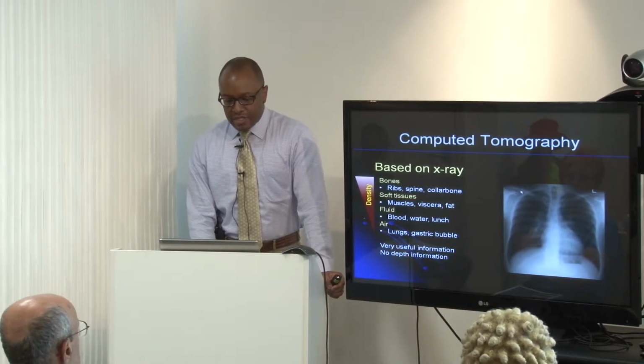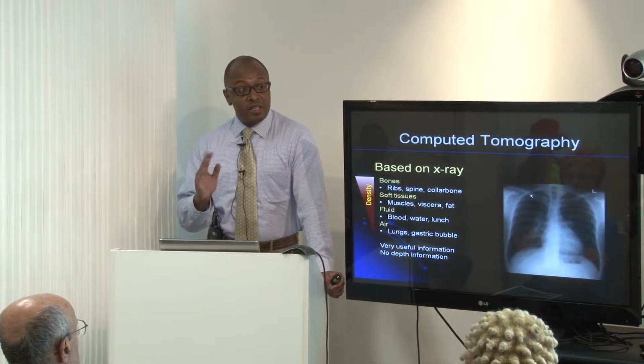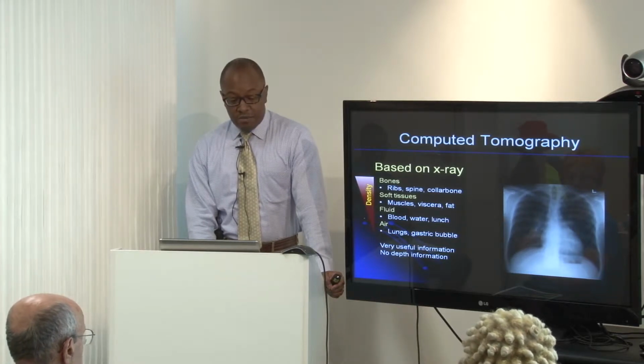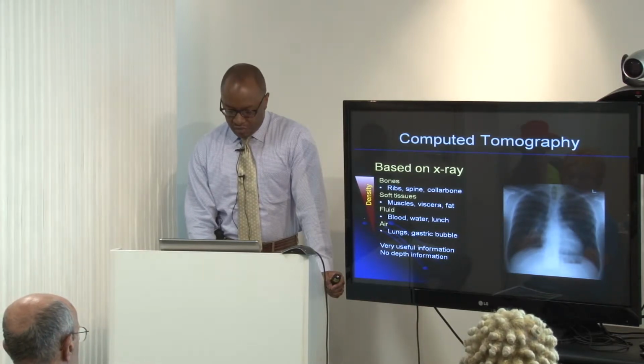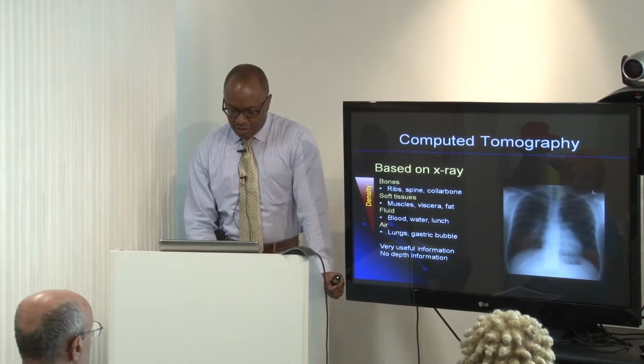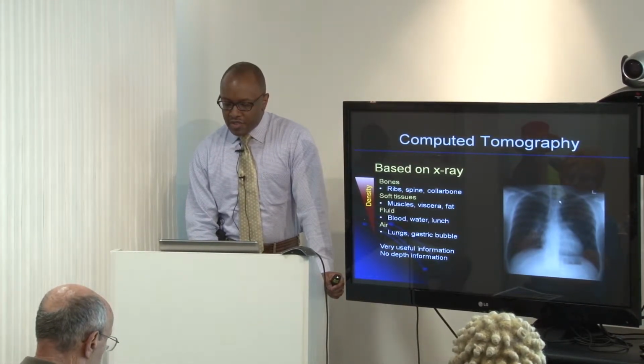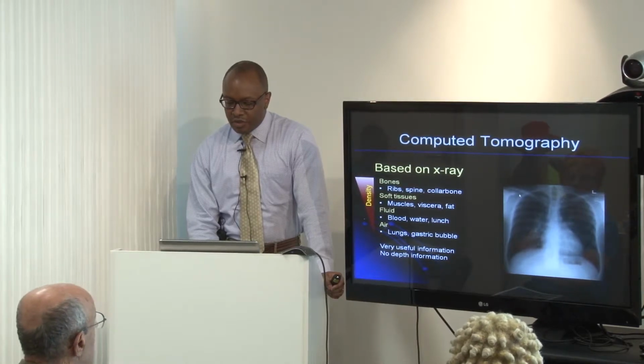So the bright stuff is where a lot of x-ray did not go through. So the denser materials like bones, like this is the collarbone here, the two collarbones. You can see the spinal column back here.